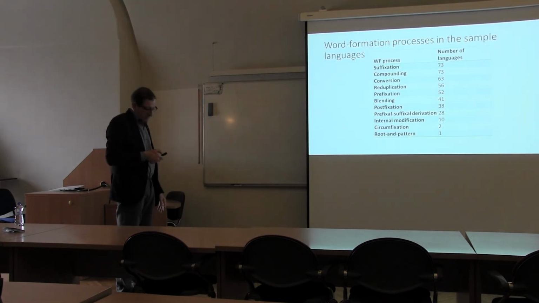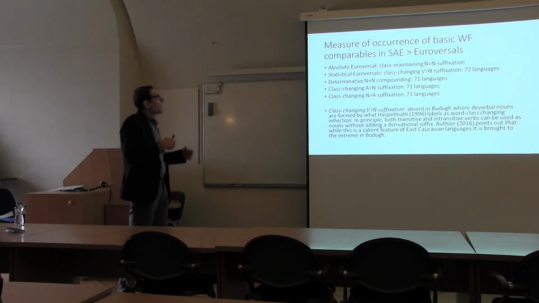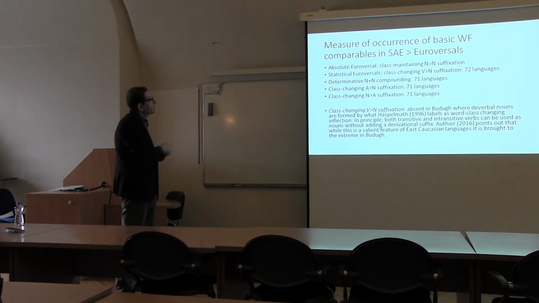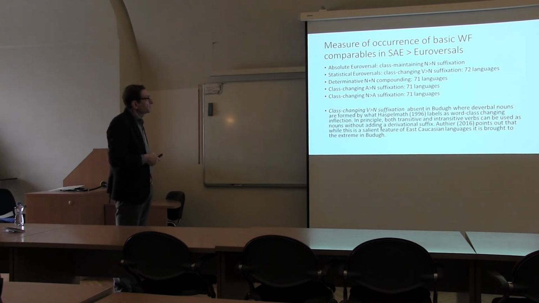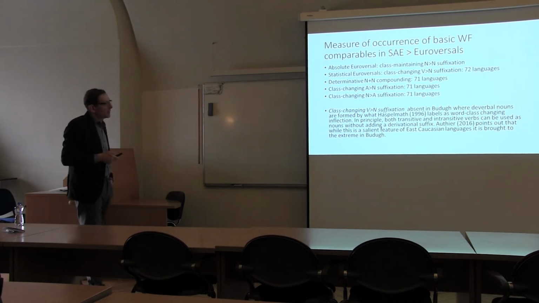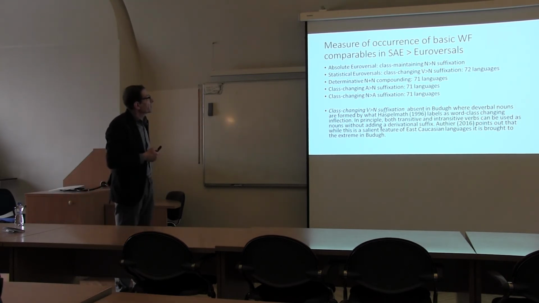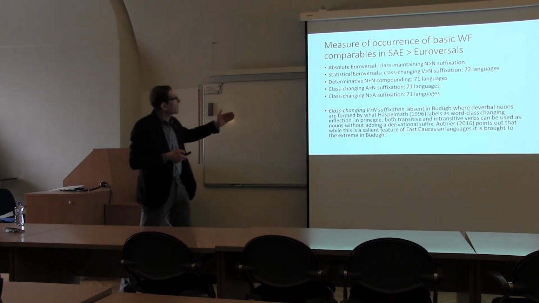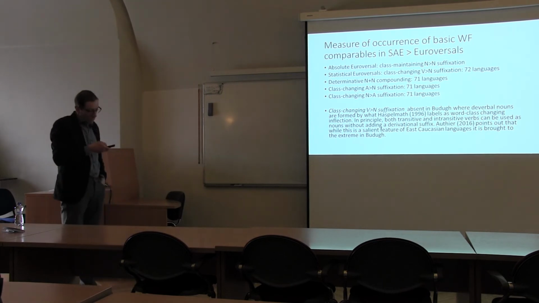There are reasons for the absence of a particular feature in 1 or 2 languages. For example, class-changing verb to noun suffixation is absent in Budug, where actually all new nouns from deverbal nouns are formed by conversion in principle. And Authier points out that while this is a salient feature of East Caucasian languages, it is brought to the extreme in Budug. Therefore, this feature, class-changing verb to noun suffixation, which occurs in 72 languages out of 73, is absent in Budug. So in this way, we can analyze the absence of a particular feature in these universals.